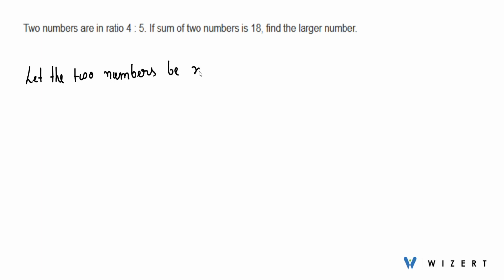So let the two numbers be x and y. Now since there are two unknowns, we have to devise two independent equations in order to solve the given question. So the first condition is that x upon y equals 4 upon 5, and this is our first condition, and the second condition is x plus y equals 18, right?